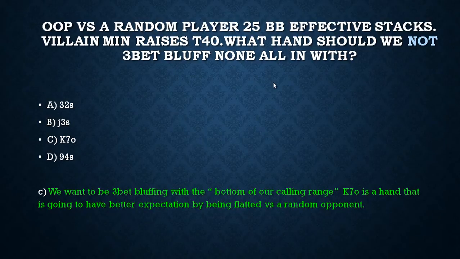We want to be 3-bet bluffing with the bottom of our calling range, which is going to be hands like 3-2 suited, Jack 3 suited, 9-4 suited. King 7 offsuit is a hand that is going to have better expectation by being flatted versus a random opponent. King 7 is the type of hand where it's not necessarily a value 3-bet, and it's definitely not a 3-bet bluff. And if you're 3-betting those kinds of hands, you're kind of merging your ranges there, and that's never a good idea.